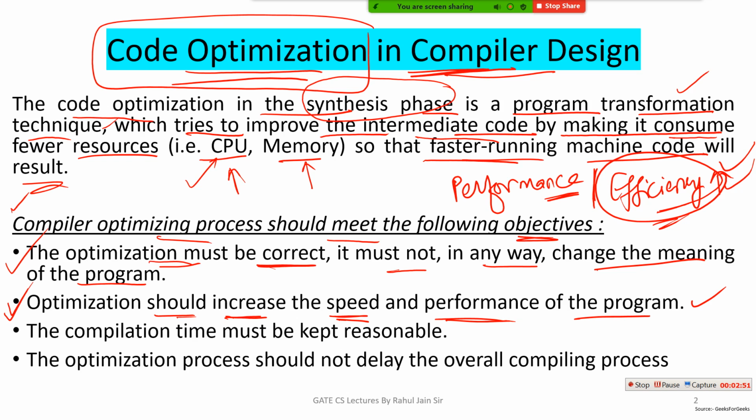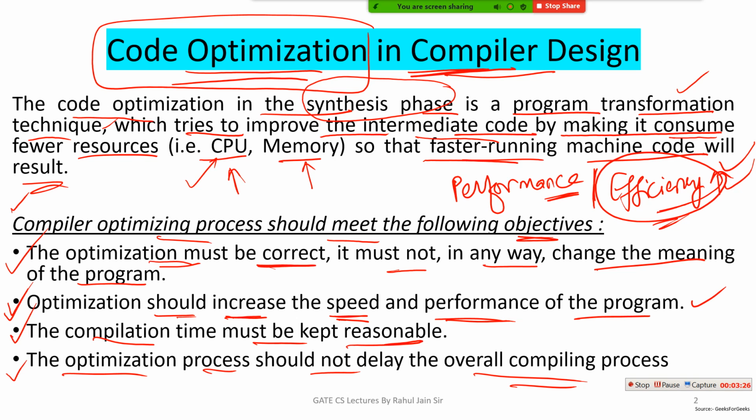The next one is that the compilation time must be kept reasonable. It should not take so long that the user is not ready to wait. It should be reasonable so that the user can wait and the result can be in front of their screen. The next one is that the optimization process should not delay the overall compiling process. Optimization should be carried out in nanoseconds. Basically in practice, if you run any program, it should be done in nanoseconds.